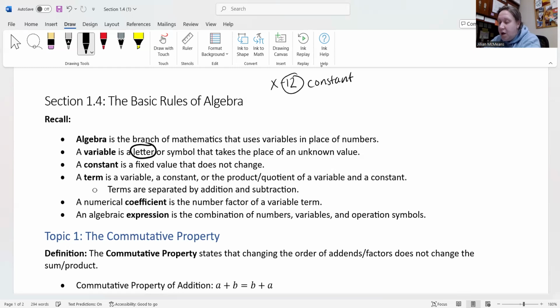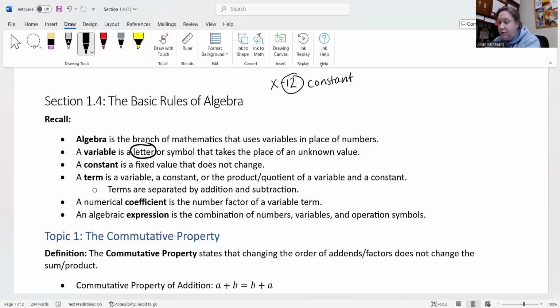Okay. A term is a constant by itself, a variable by itself, or the product of a variable and a constant. Terms are always separated by addition and subtraction, which is pretty nice. It makes it very easy to see where terms begin and end. Also, terms are going to be either positive or negative, and that addition or subtraction sign is a good indication of whether you have a positive or a negative term. So for positive terms, there's either nothing in front of them at the start of an expression, or there's a plus sign in front of them. Negative terms are going to have a minus sign in front of them.